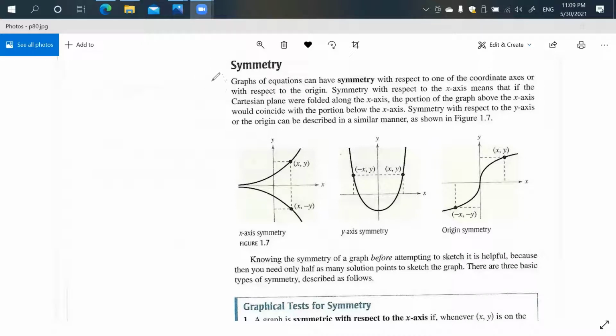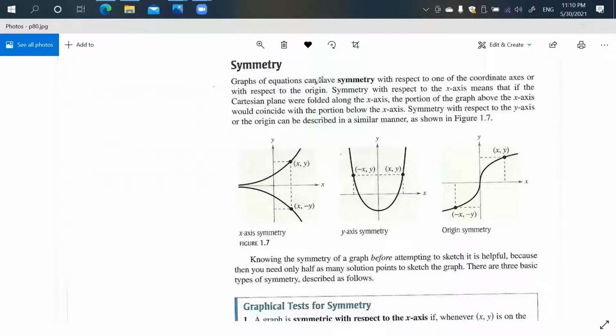Okay, last lesson you learned about the graph of an equation. You plotted a linear equation and a quadratic equation. Okay, so now take a look at the symmetry. Symmetry, can you see that?